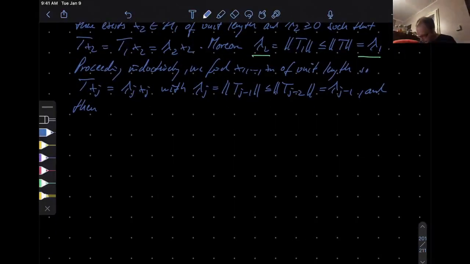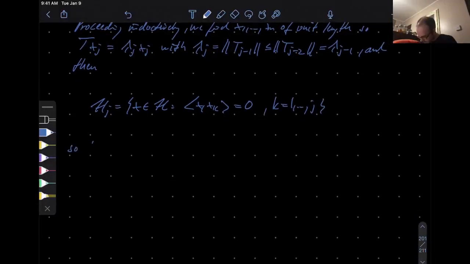Then H_j, which is x in H. These are all vectors that are orthogonal to the previous ones, so that x_{j+1} is in there. That's exactly what I just said. So in each step you generate a new vector, an eigenvector, which is orthogonal to the previous ones, and that's precisely what's written here if you read how H_j is defined.